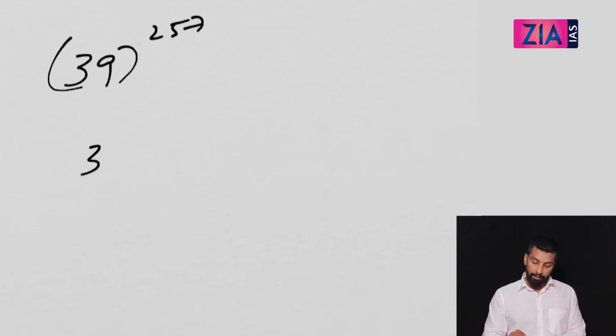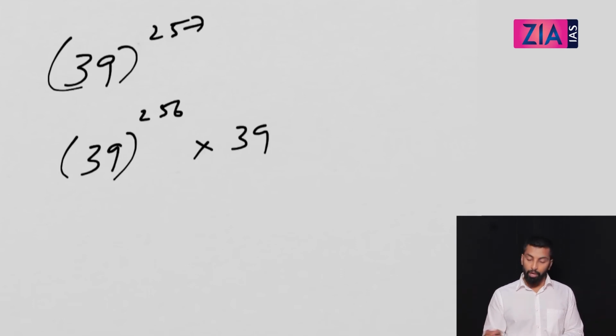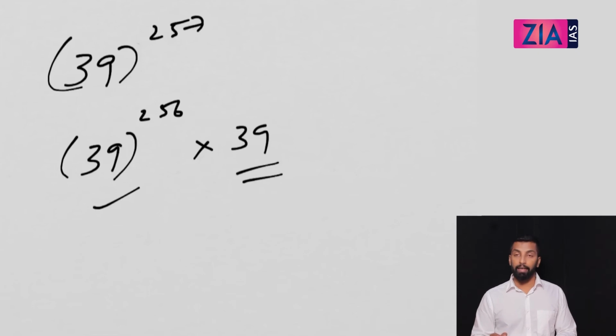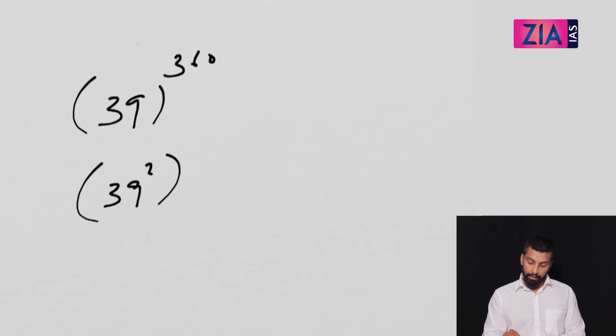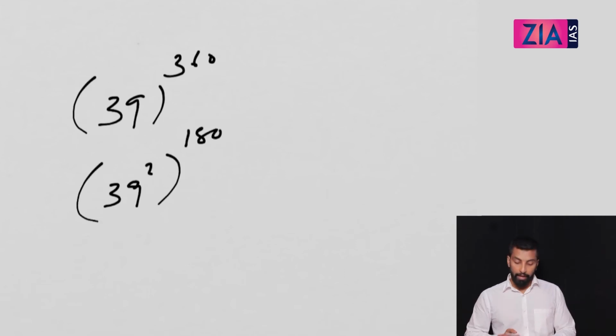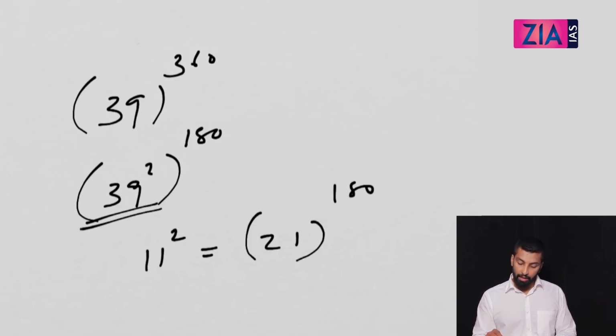Okay. So what else will be the question? 39 raised to 257. Then you'll write it as 39 raised to 256 into 39. So you got the answer here. Multiply with 39. What if 39 raised to 360? You will write it as 39 square raised to 180. Okay, and 39 square, you know it is 11 square. That means 21. So 21 raised to 180 means 1.